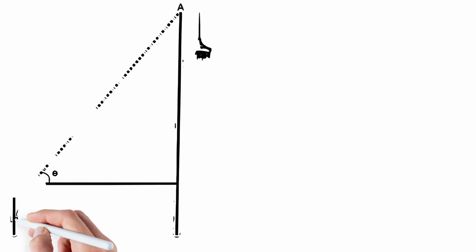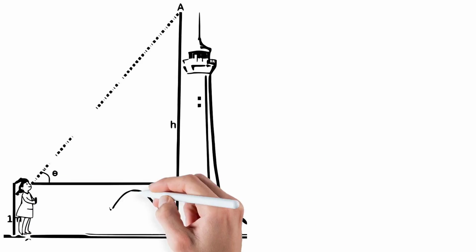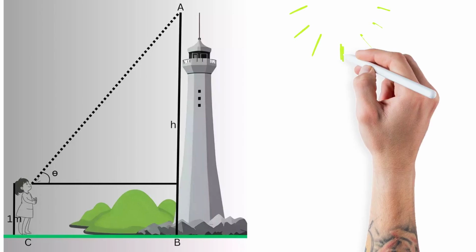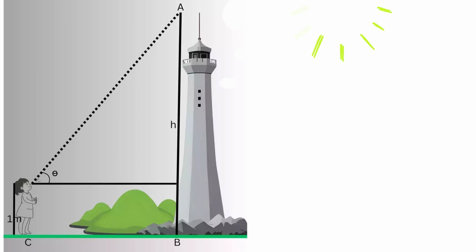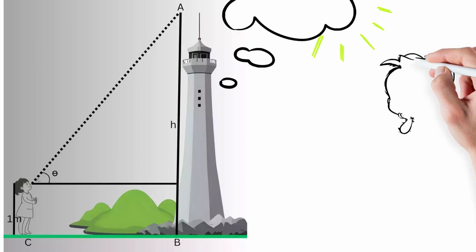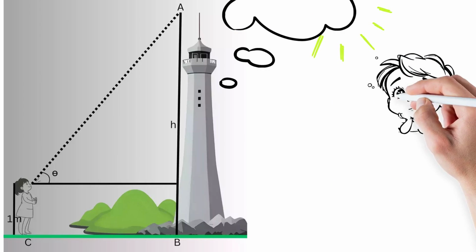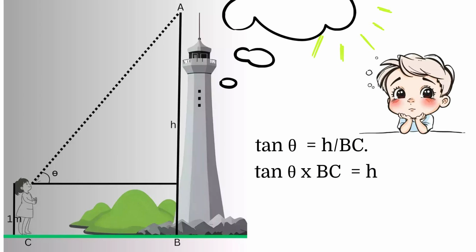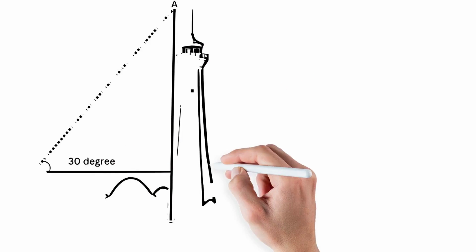Here's a real-life example of trigonometry. A person standing 1 meter tall looks up at the top of a lighthouse. The angle of elevation is theta, the height above eye level is h, and the distance to the base is BC. Using the formula tan theta equals h over BC, we can find the lighthouse's height, showing how trigonometry helps measure distances without climbing. Let's consider an example of this lighthouse to find its height.